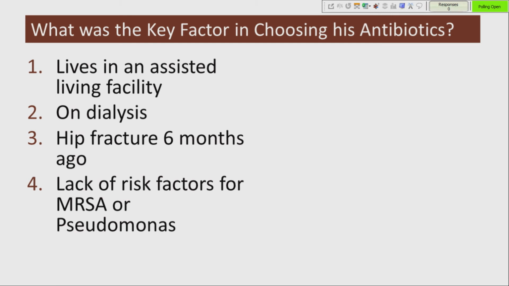So what was the key factor in choosing his antibiotics? Was it that he lives in an assisted living facility? Was it that he's on dialysis? Was it that he had a hip fracture 6 months ago and was in the hospital? Or is it that he had a lack of risk factors for MRSA or Pseudomonas?